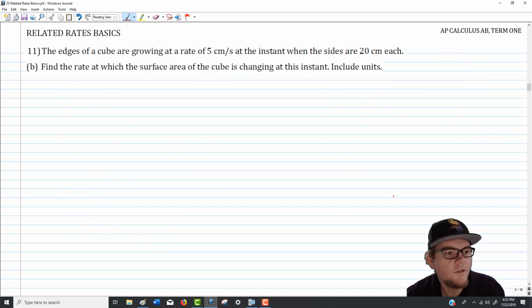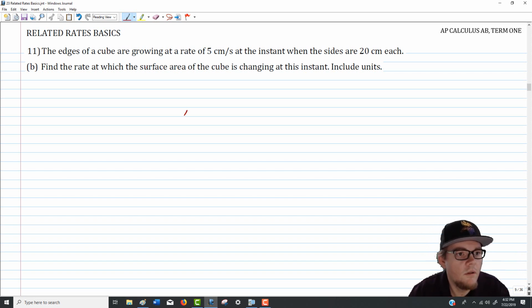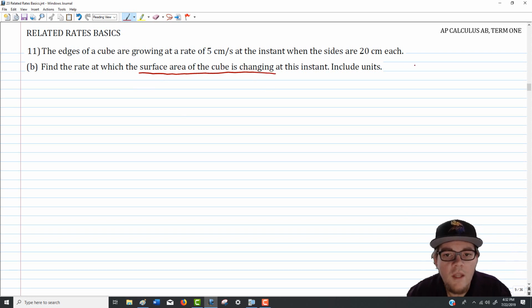That next brings us to question 11B. In 11B, we're still talking about the same cube. The edges are still growing at 5 centimeters per second, and the sides are still 20 centimeters each. But this time we want to know the rate at which the surface area of the cube is changing at this instant. So to get here, we need to know what is the surface area for a cube.